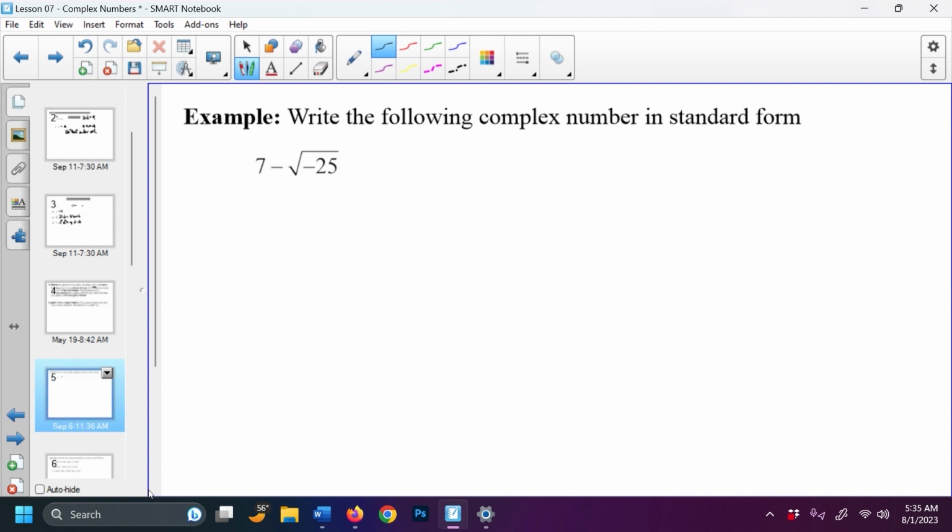Write the following complex number in standard form. Remember, standard form is going to be a plus bi. And so we need to reduce what we have here. And this is a rather elementary example. And when we do that, the first thing I'm going to tell you to do in every instance, if you see a negative under a radical, you are going to deal with the negative under the square root first.